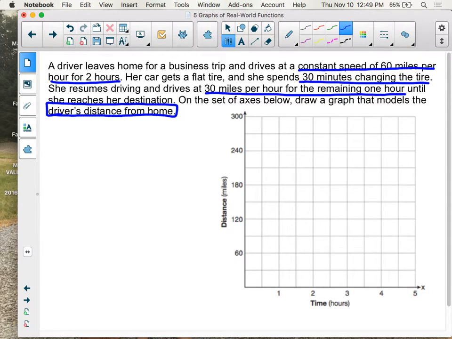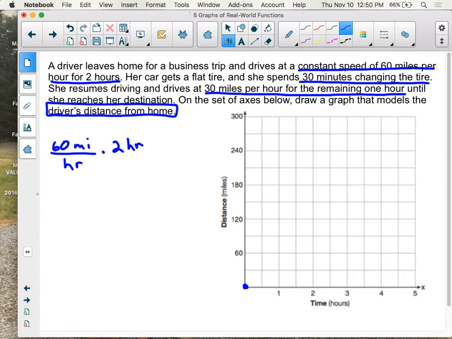Okay, so that we're starting at home. So when you're at home and you get in the car, you've gone 0 so far. So the point 0, 0 is going to be on my graph. Now let's go through this in parts. A constant speed of 60 miles per hour for 2 hours. So 60 miles per hour for 2 hours.